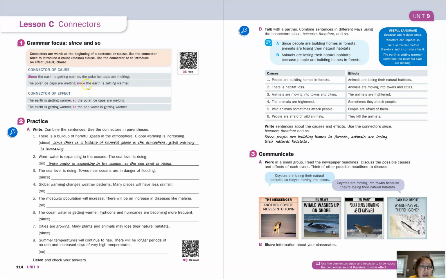But in this case, the clause "since the Earth is getting warmer" is at the end, so the connector is in the middle, and the main clause is at the beginning. So the polar ice caps are melting since the Earth is getting warmer. Okay, and then for the connector of effect or a result, we put it at the end. So you can see here that in both cases, we use so in the middle because the effects clause comes at the end of the sentence. So I'm going to go ahead and play the grammar lesson so you can watch and then we will practice.